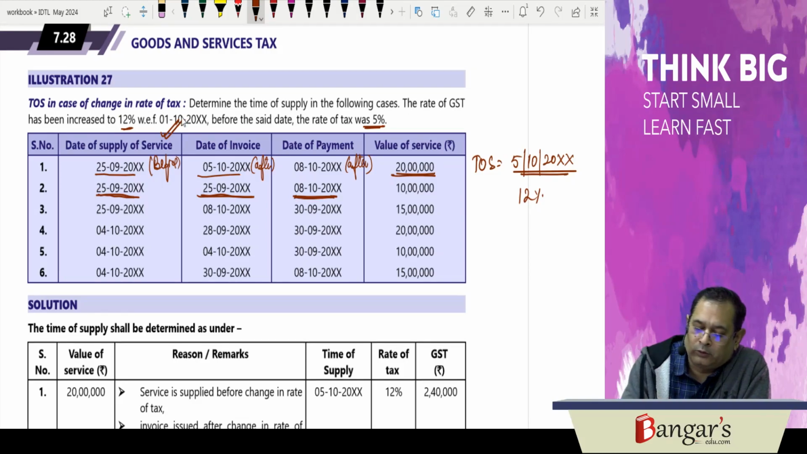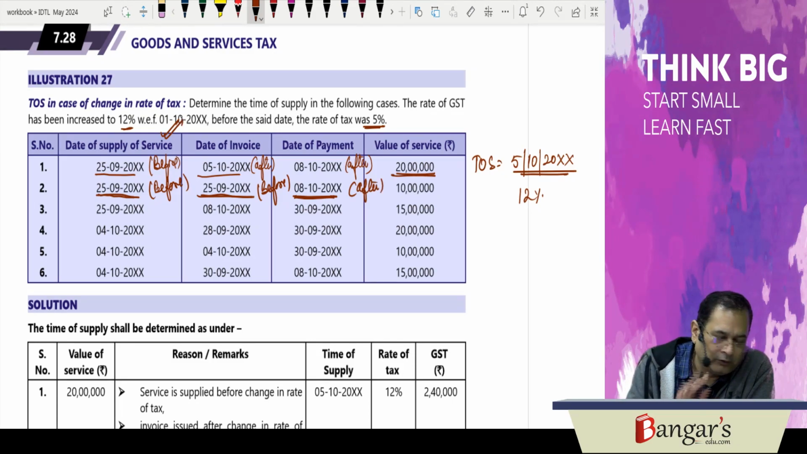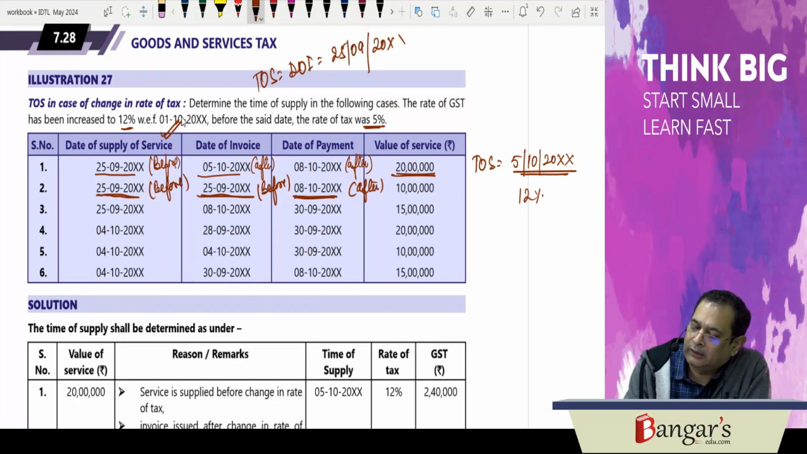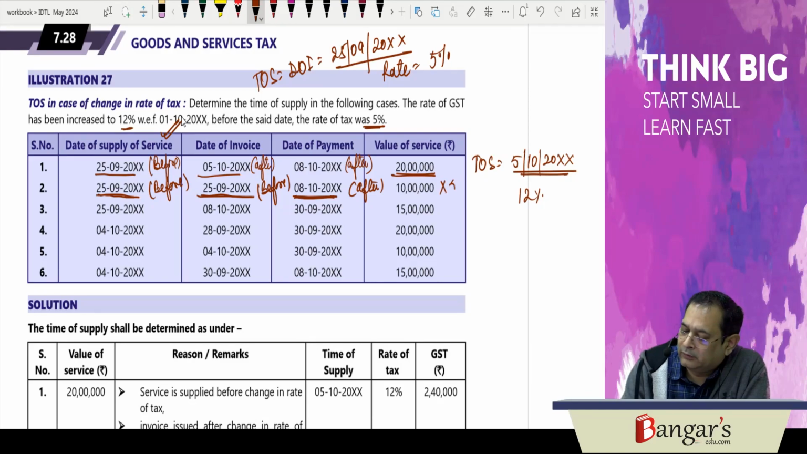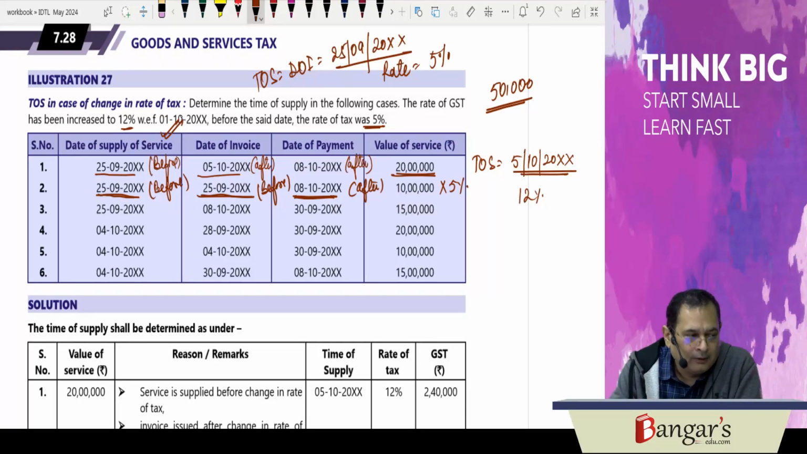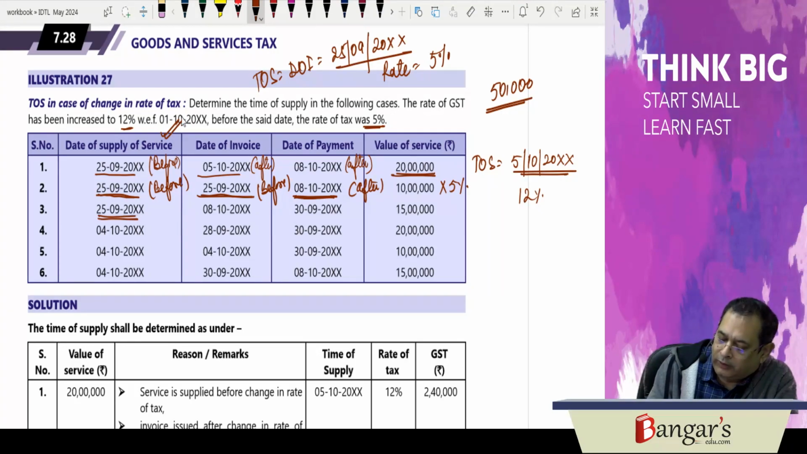So what two events occur together? This is before, this is before, this is afterwards. So here majority rule is with the supply and invoice. So TOS will be date of invoice, that is 25/9, and rate will be what? The rate as prevalent on 25/9 is 5%. So on this 10 lakh, 5% GST will be levied, that is 50,000 rupees.